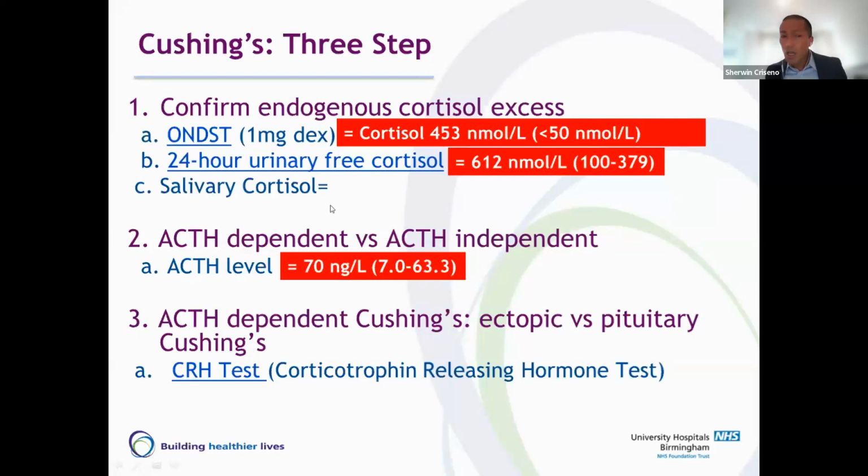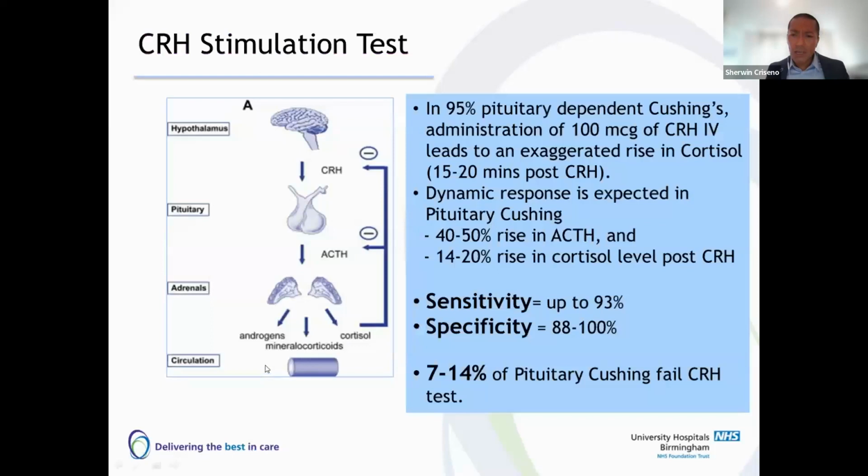So the third step now is we know that the patient has cortisol excess. We know it is driven by ACTH. We need to know, is the ACTH coming from a tumor in the pituitary gland, or is it a tumor somewhere else in the body? And unfortunately, we don't have CRH now, and we have a challenge in doing the CRH. But because this is one of the mainstream tests that we've been doing, I just want to explain the physiology and how the CRH actually works.